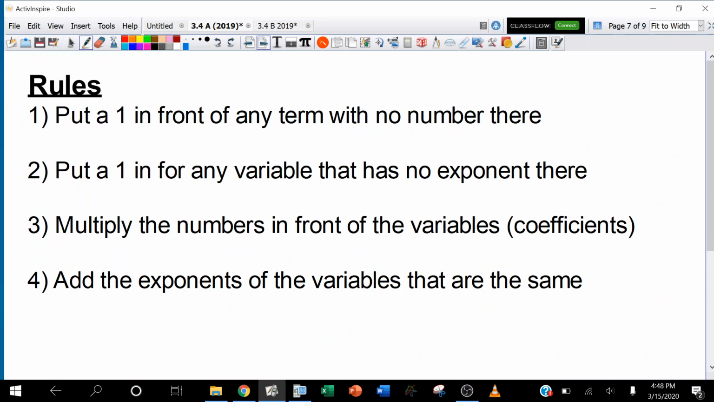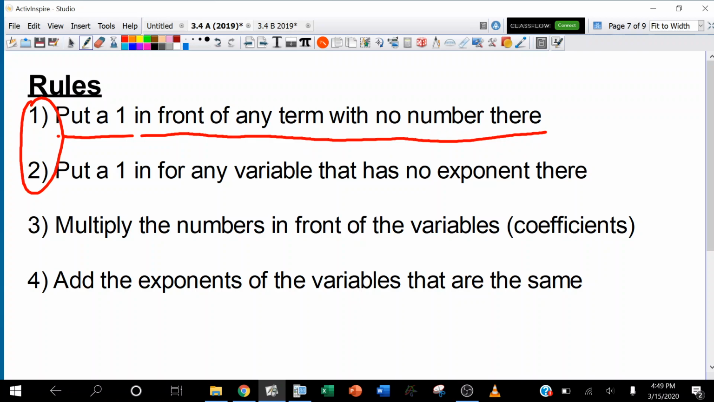So just some steps to put together with this. These first 2 steps are things that you want to take a look at in the problem before you start to multiply anything together. So this first one is, I'm going to put a 1 in front of any term with no number there. And I showed you one of the examples where you had to do that. And then also we're going to put a 1 in for any variable that has no exponent there. We talked about some different examples as far as that goes too.